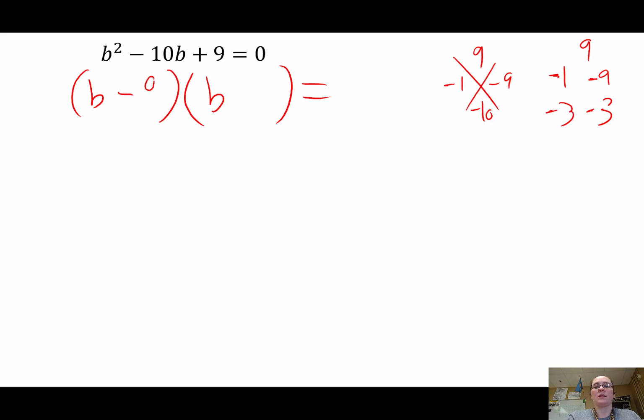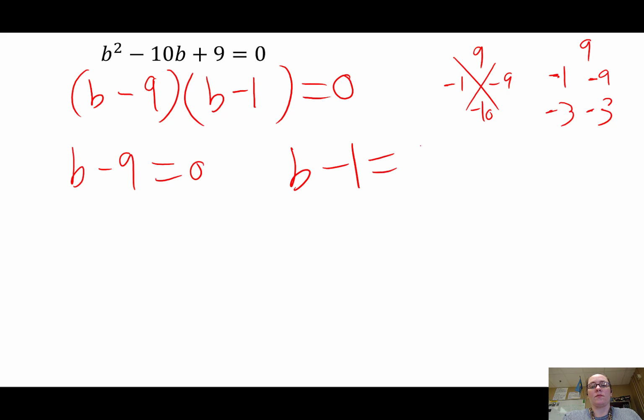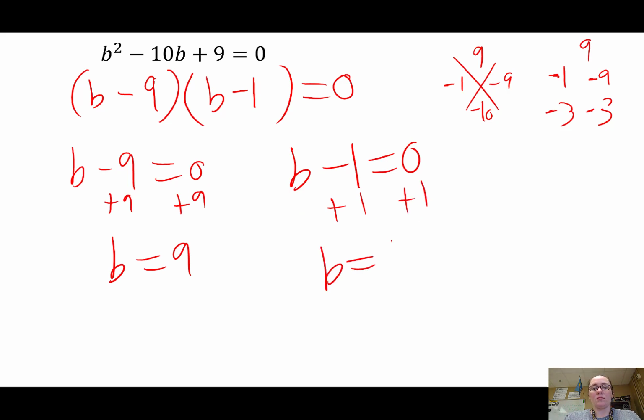So we get B minus 9 times B minus 1 equal to 0. Now I have it in factored form. I get B minus 9 equals 0, or B minus 1 equals 0. Okay, so add 9 here. I get B is equal to 9, or I get, adding 1 on the second equation, B is equal to 1. So either B equals 9 or B equals 1.